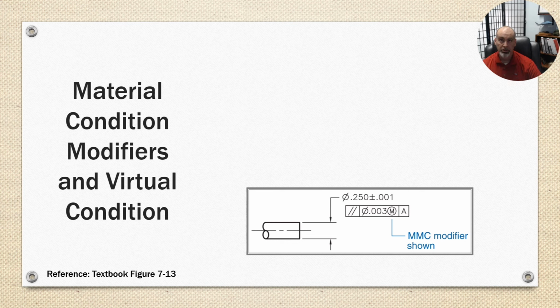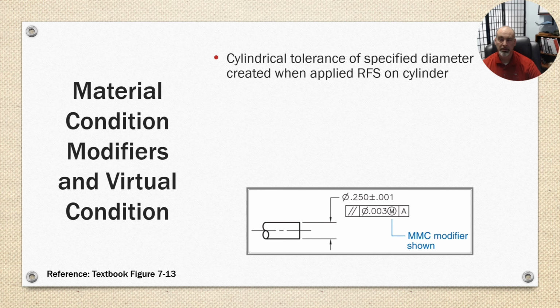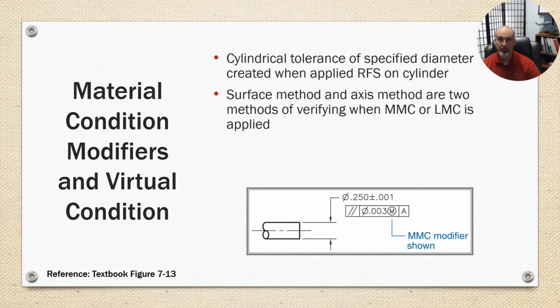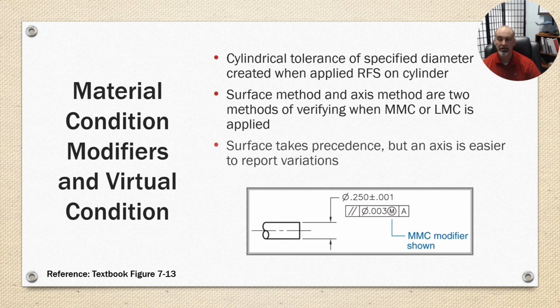Material condition modifiers and virtual condition. Cylindrical tolerance of specified diameter created when applied at regardless of feature size on a cylinder. Surface method and axis method are two methods of verifying when MMC or LMC is applied. And the surface takes precedence, but an axis is easier to report variations.